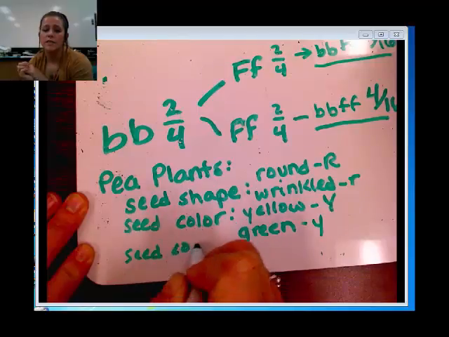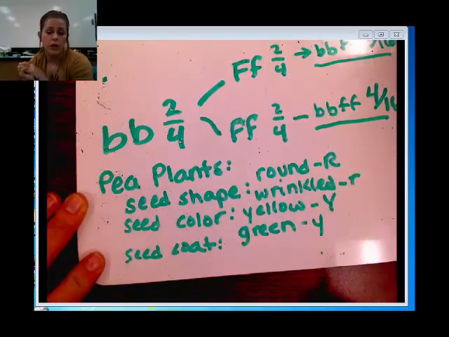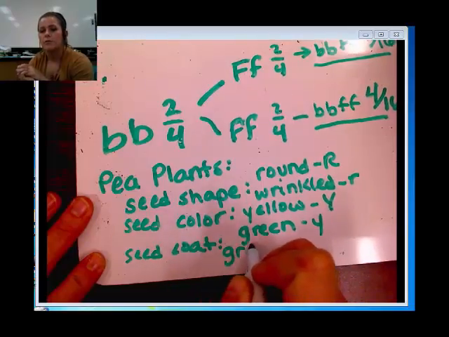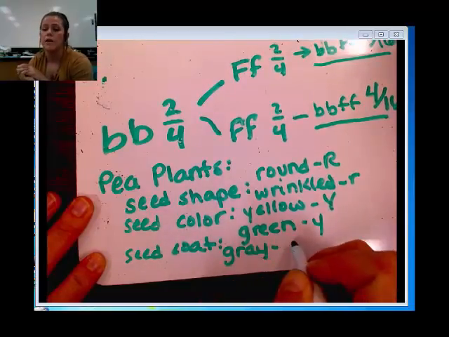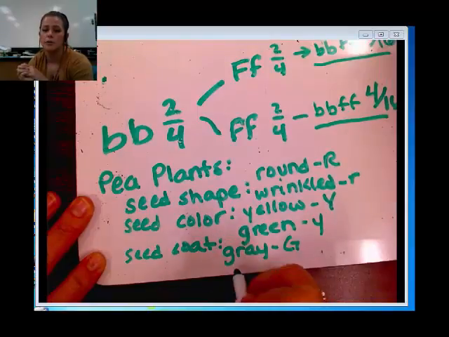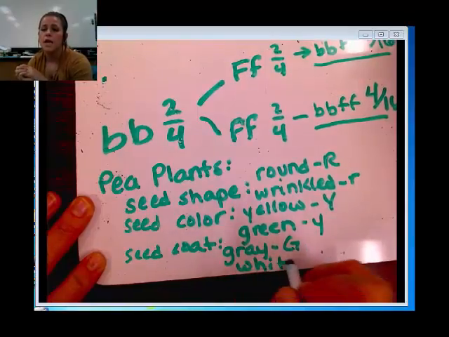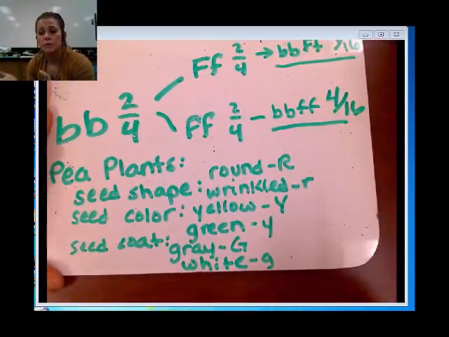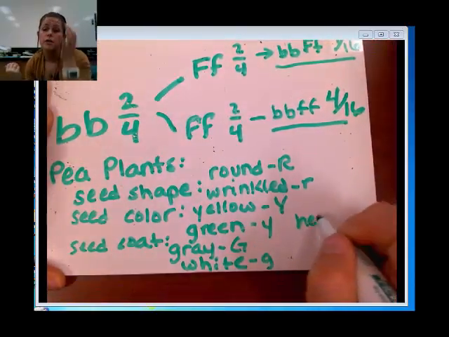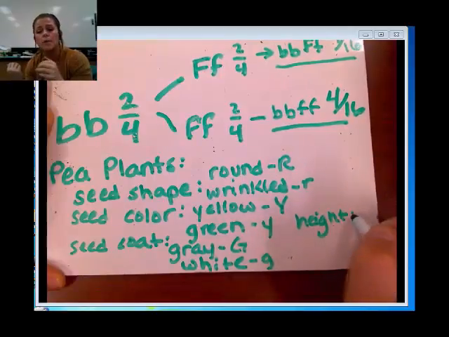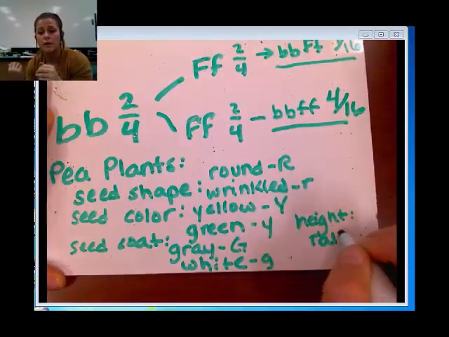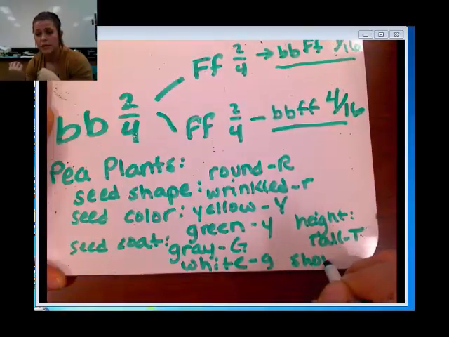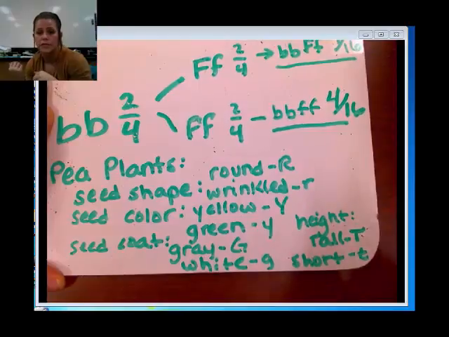Then we have seed coat color. We have the gray coat, and we're going to use capital G for dominant, and white coat, which is recessive, so lowercase g. And then last but not least, we have height. And so for height, we're going to use a capital T for the dominant allele, and that stands for tall. And the recessive allele, short, will be the lowercase t.